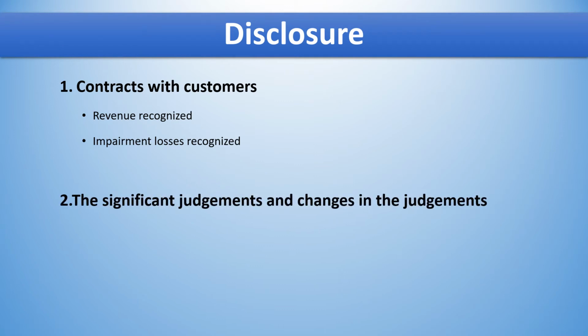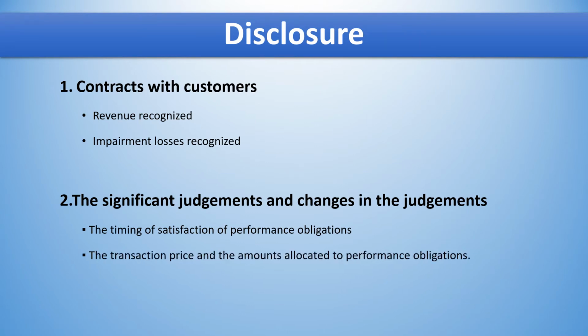Secondly, the significant judgments and changes in judgments made in applying this standard to those contracts should be disclosed. Under this, the timing of satisfaction of performance obligations, as well as the transaction price and the amounts allocated to the performance obligations, should be disclosed.